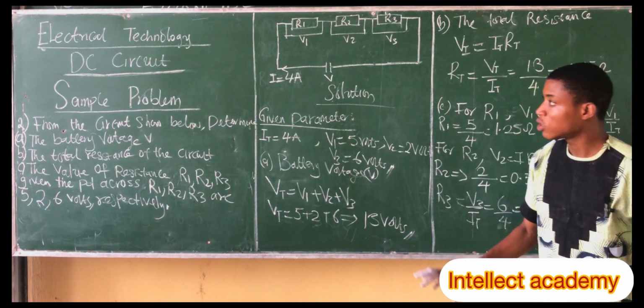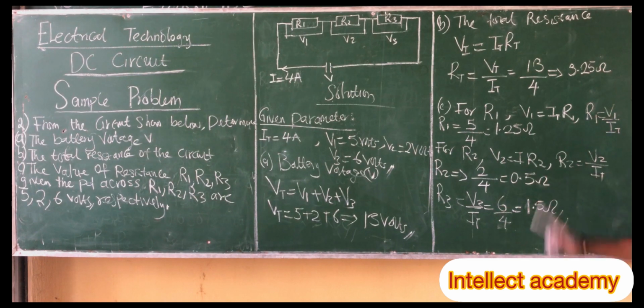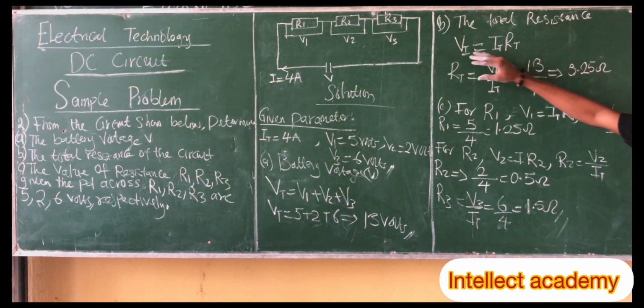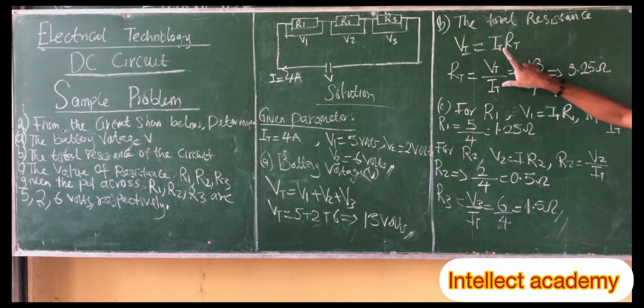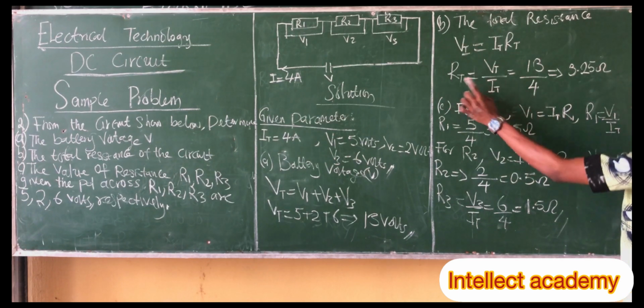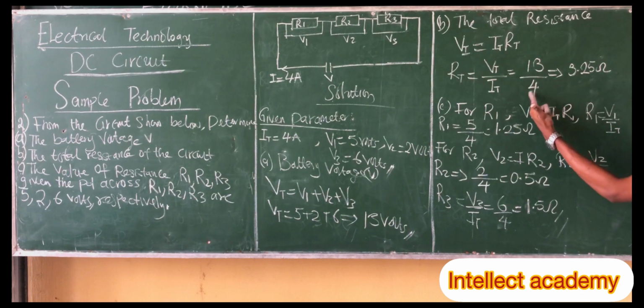We got this as 13 volts. The next question was to calculate total resistance. Now the total resistance is gotten from Ohm's law, where we are dealing with total quantities. The total voltage is equal to the total current multiplied by the total resistance. We made this the subject of the formula. We have V total over I total. We did that. We have 13 over 4, which gives us 3.25 ohms.